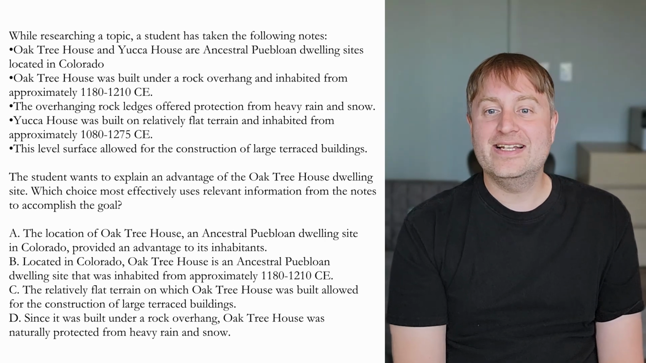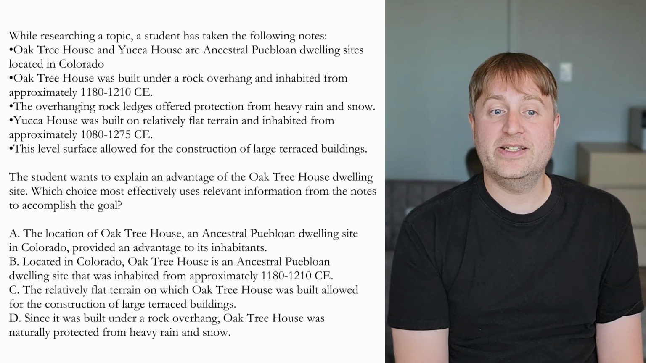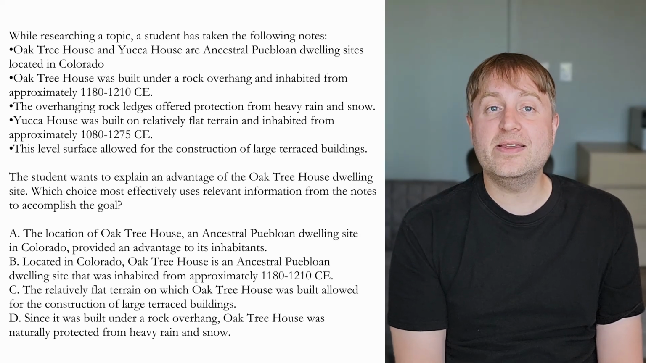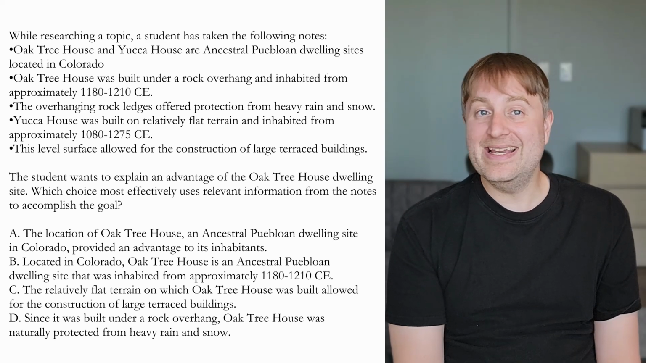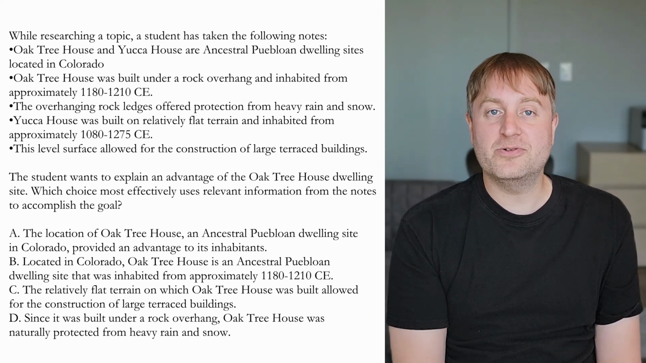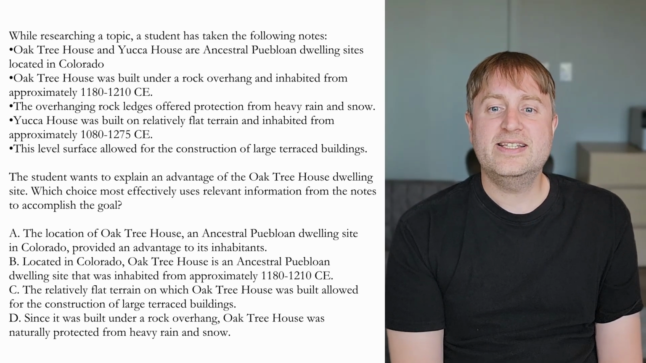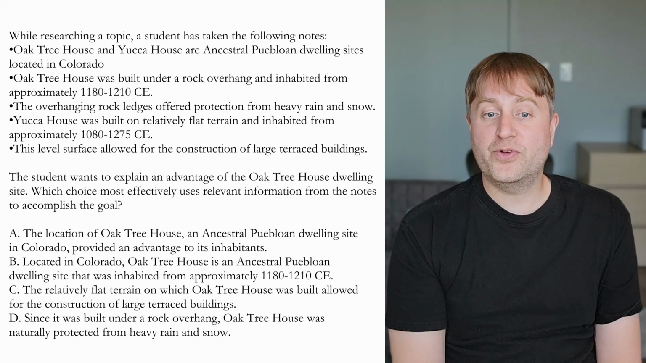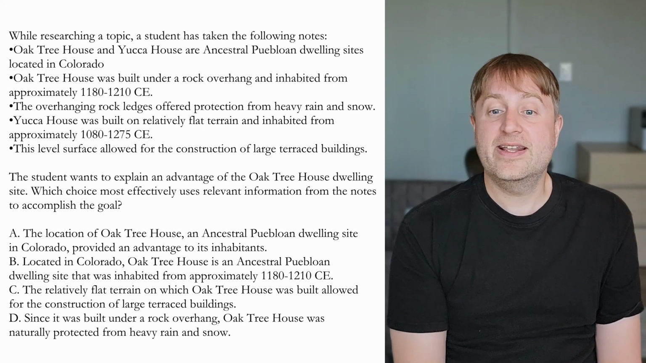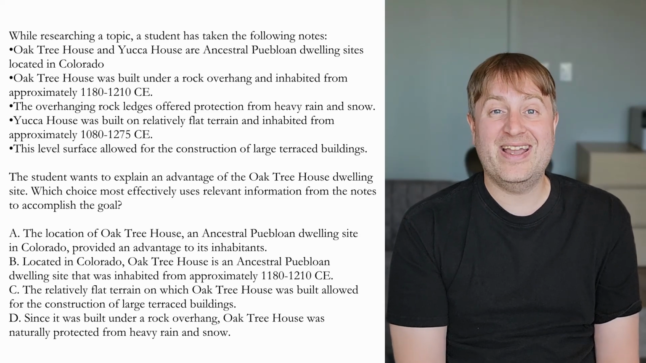Answer A tells us that the location of the oak tree house provided an advantage, but it doesn't explain that advantage, so it can easily be ruled out. Answer B doesn't even mention an advantage of the location, so it can be ruled out too. But both C and D satisfy the goal. C tells us how the location allowed for the construction of large terraced buildings, while D tells us that it offered protection from the rain and snow. Both of those are advantages.